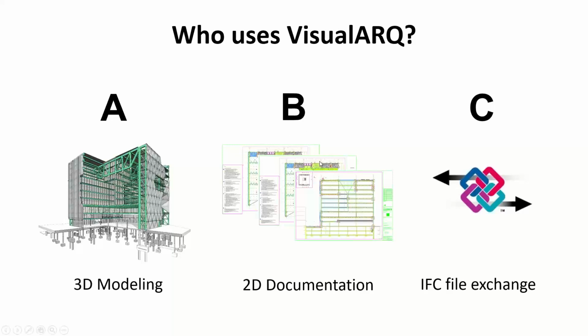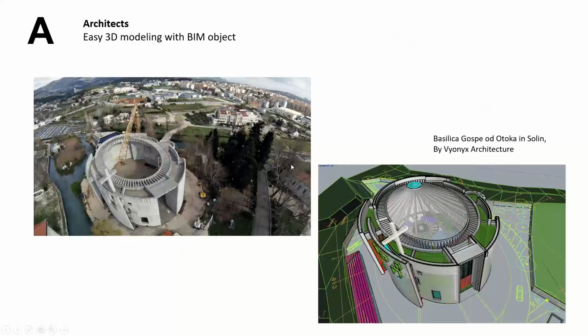The second group are the people that use all the documentation tools, not necessarily working with models that have VisualARQ objects, but just Rhino geometry, and they use VisualARQ to produce all the 2D drawings. And finally, in the third group, I would put the people that use VisualARQ only for the IFC in and out capabilities.